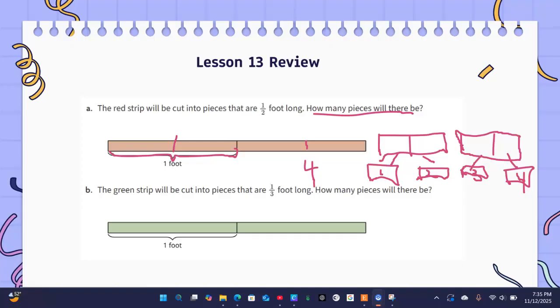This strip right here is, again, 2 strips or 2 feet strips. I'm going to try and make the size of my rectangles similar to the one at the top, because I want you to see a difference here. Now this says that the green strip will be cut into thirds.